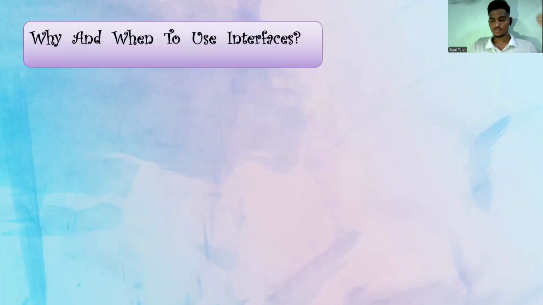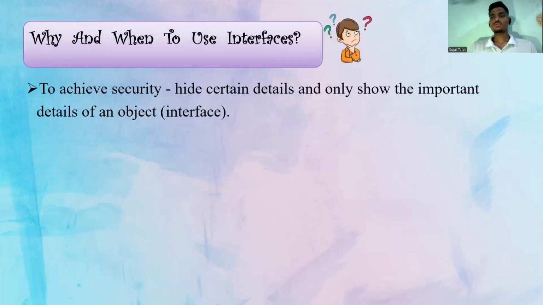Then the second topic is why and when to use an interface. To achieve security, hide certain data, and show only the important data of the object, we use interfaces.